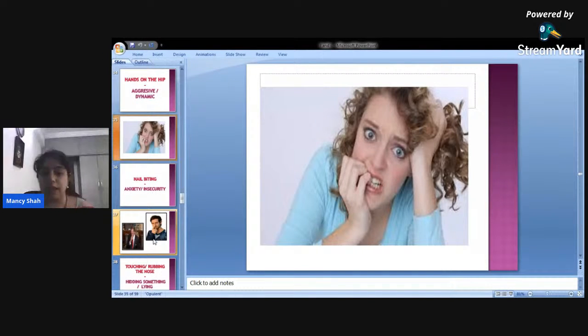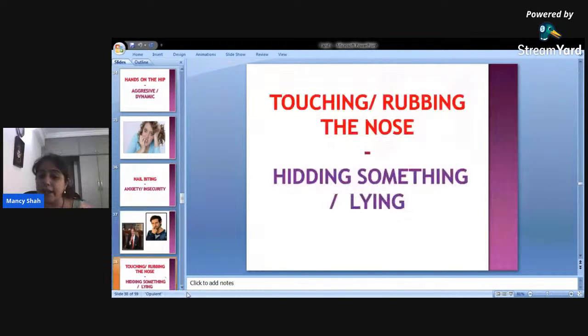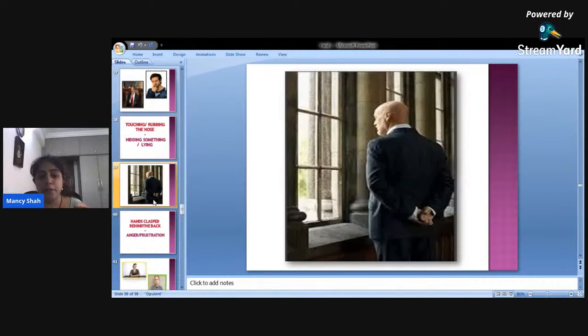What is this? Again and again, touching the nose. Sometimes I can understand, something is fiddling your nose. But when you're in public, when you're in a professional meeting, you need to avoid a few gestures, a few actions what you do, like this one, that is touching or rubbing the nose again and again. In the professional world, it means that you're hiding something or you are lying also, so better be careful.